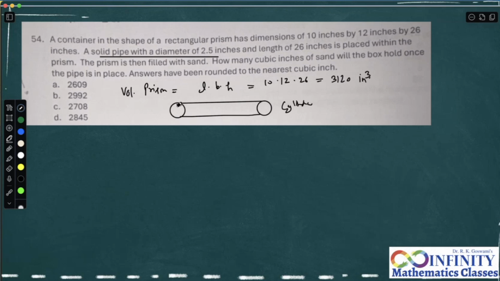And in a cylinder, in order to find the volume, I need the radius and I need the length there. The volume of the cylinder is going to be pi r square h. Pi is going to be 3.14 because we need to approximate only. And diameter is 2.5. So the radius is going to be 1.25. And the length is going to be 26 there for you. Can you please help with the answer, please? Yes, sir.